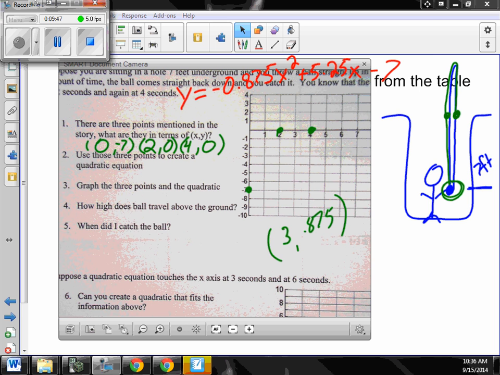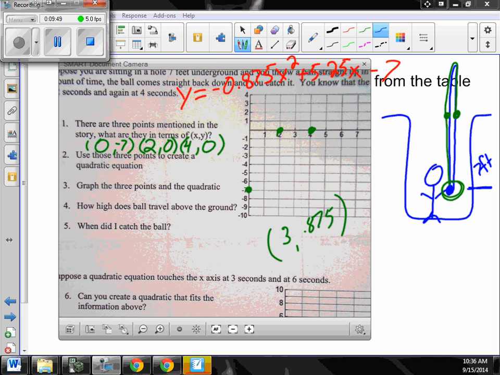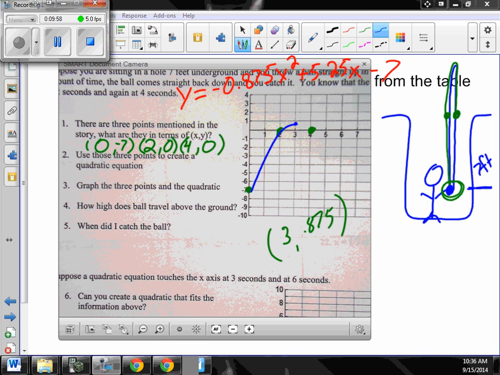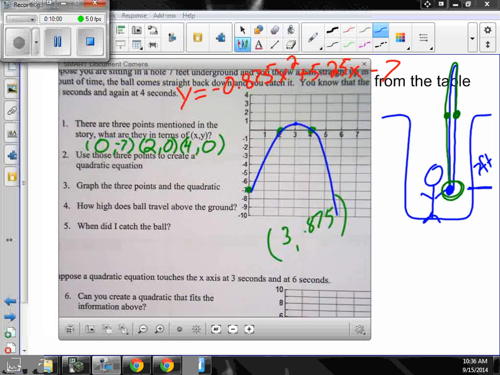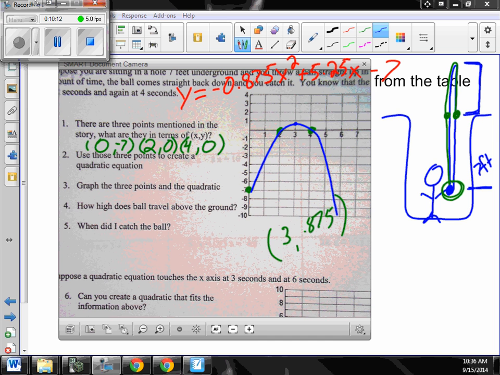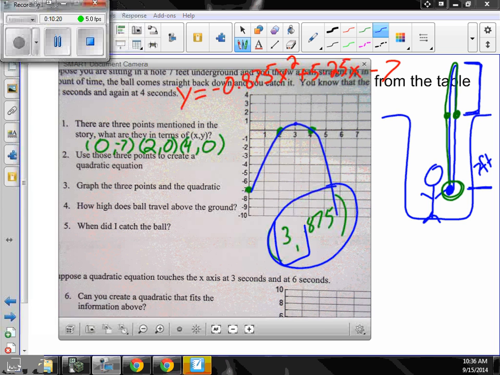We can now graph the maximum. So the maximum is 3 and not quite 1. Okay? I can draw the quadratic. Number 4 asks, how high does the ball travel above the ground? How far is it from here to here? Not quite 1, right? If you look at the maximum point, at 3 seconds, it's 0.875 above the ground.